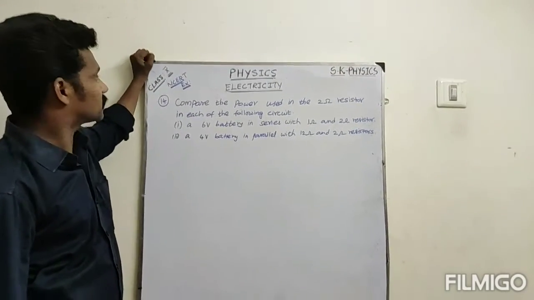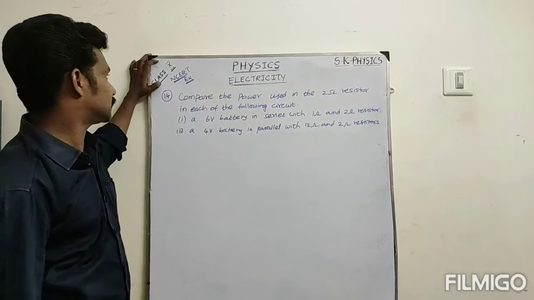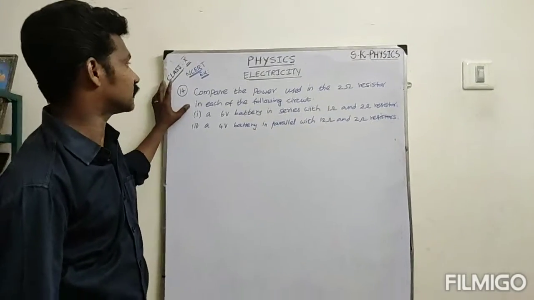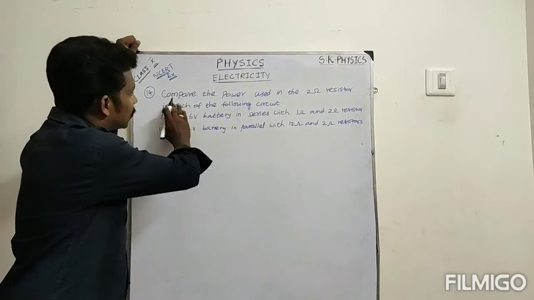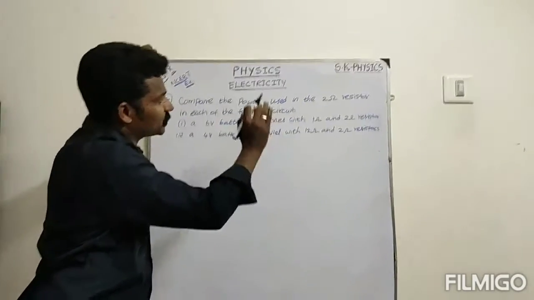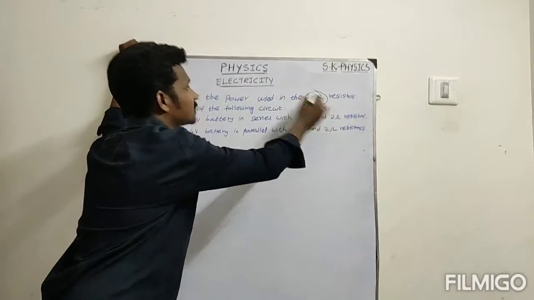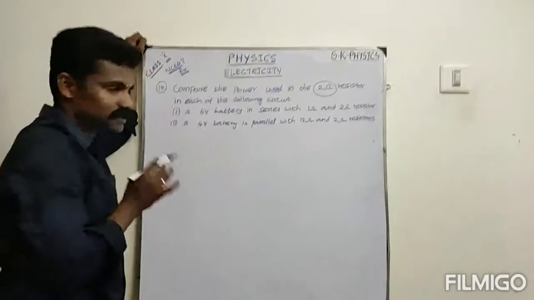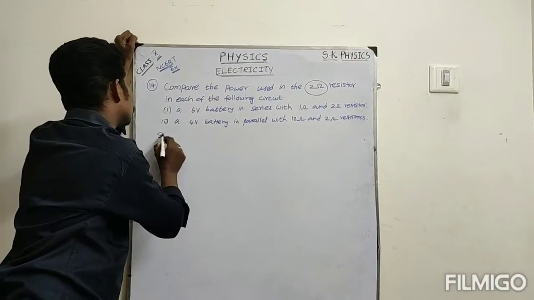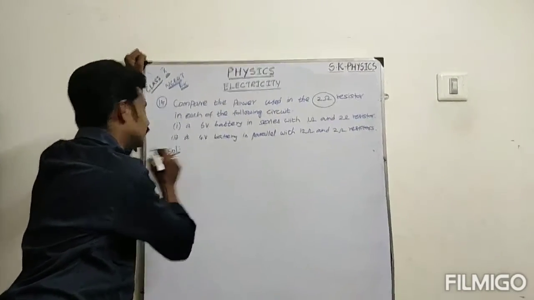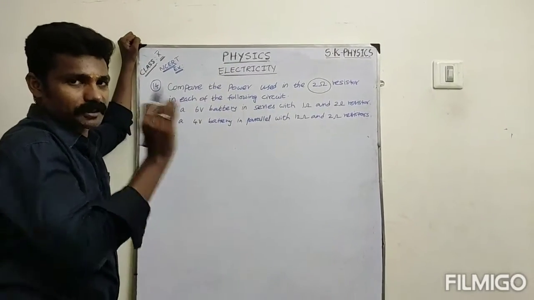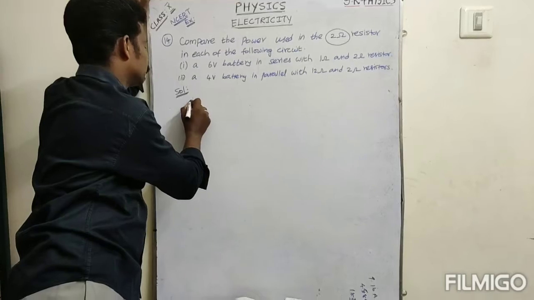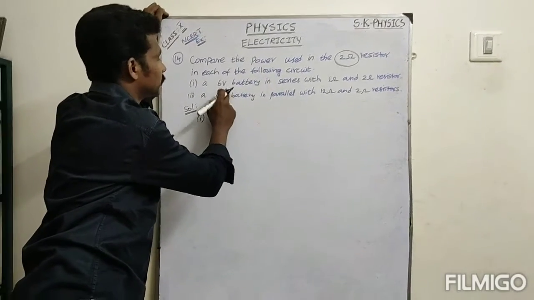Dear students, see the next one from 10th standard NCERT exercise problem number 14 from electricity. See the question: compare the power used in the 2 ohm resistor in each of the following circuits. So two different circuits are given, and in these circuits we are going to calculate the power value at a particular resistor.